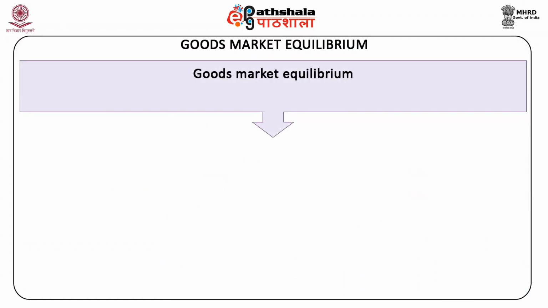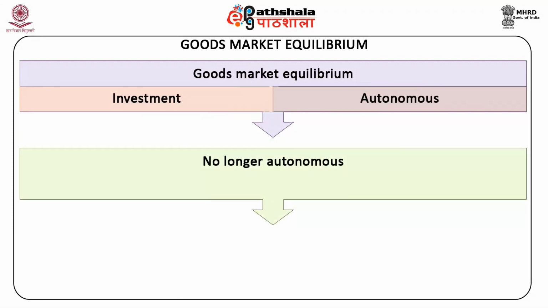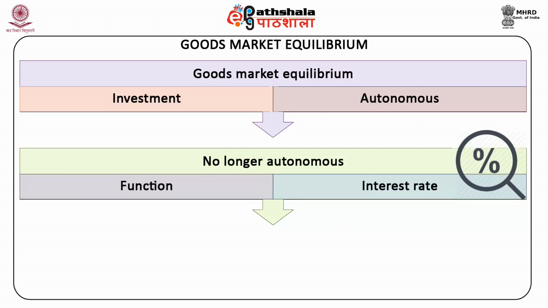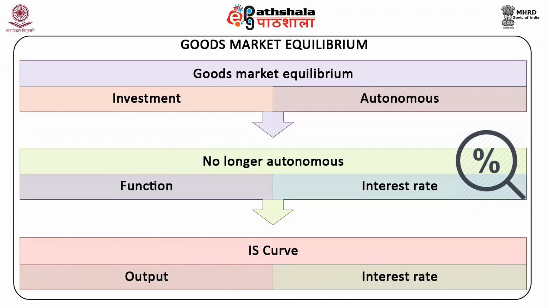The goods market equilibrium is established by relaxing the assumption that investment is autonomous. It is no longer autonomous but a function of the interest rate. It shares a negative relation with the interest rate. The IS curve, which shows different combinations of output and interest rate, is the representation of goods market equilibrium.